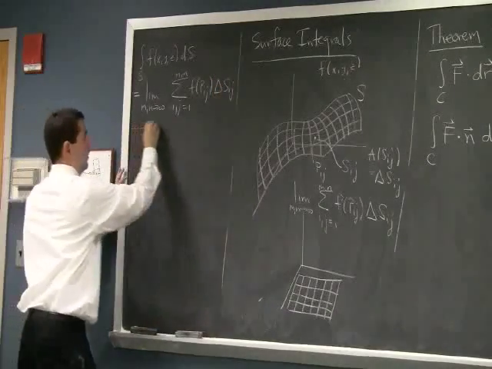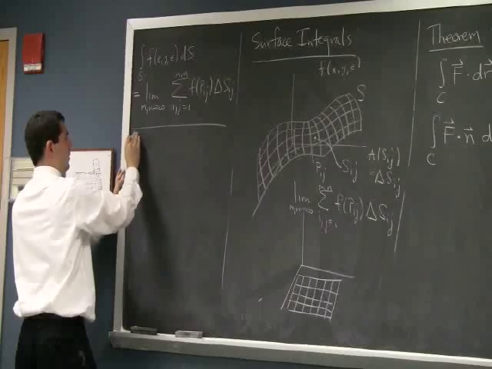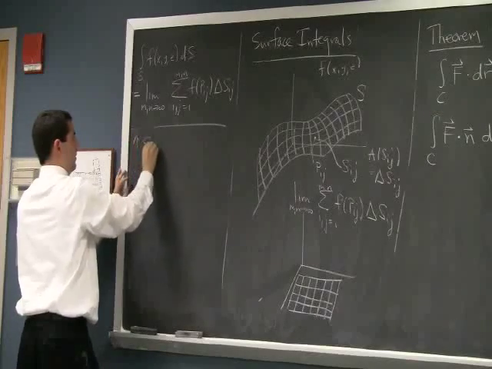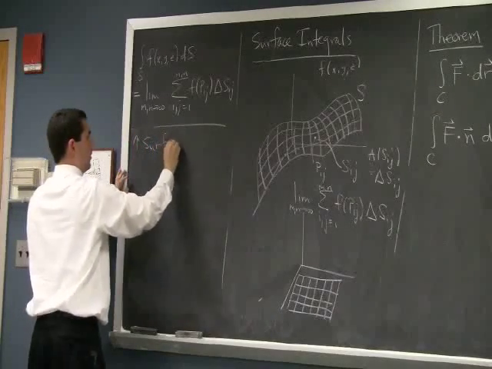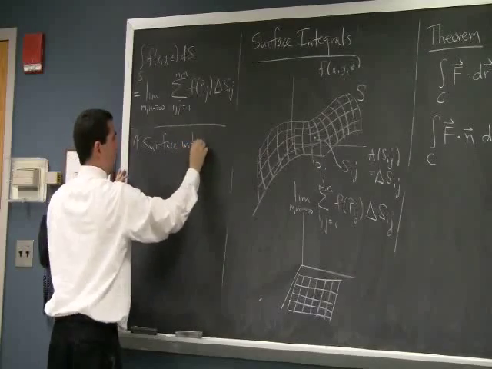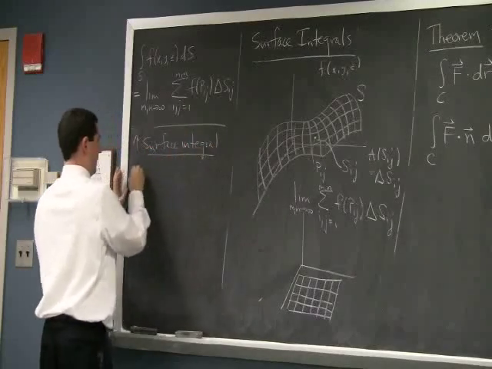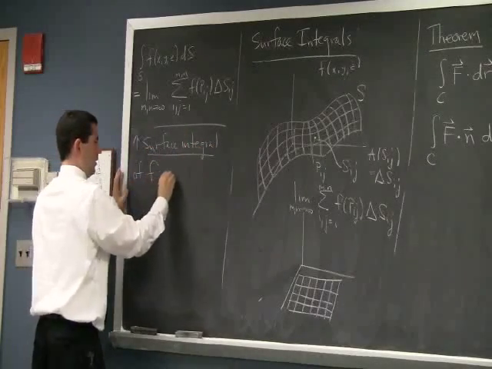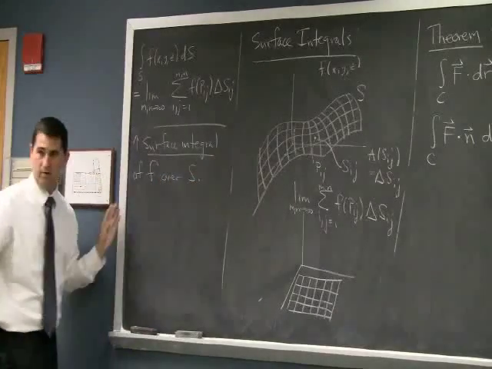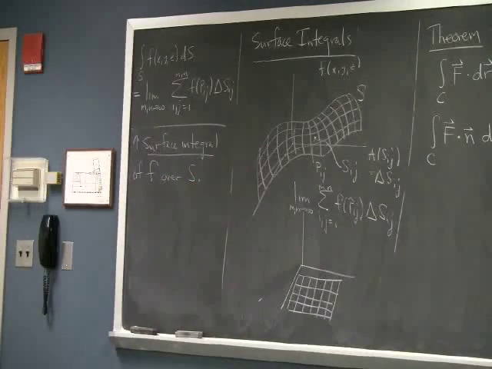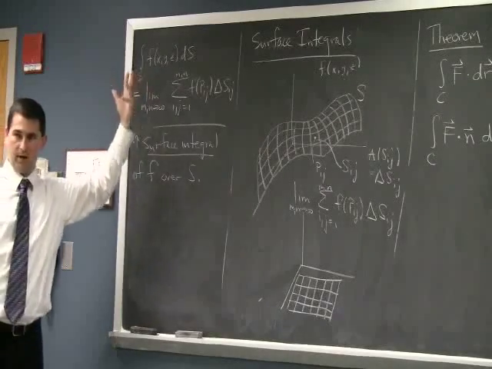Okay, so this is called the surface integral of f over a surface S. You should compare this definition to the line integral and to every other integral we've defined. The definition looks almost identical.